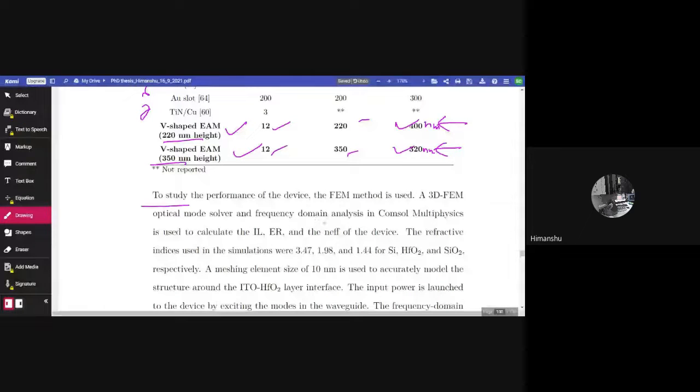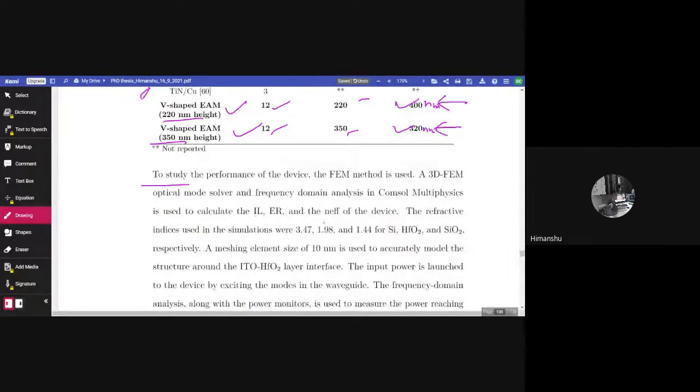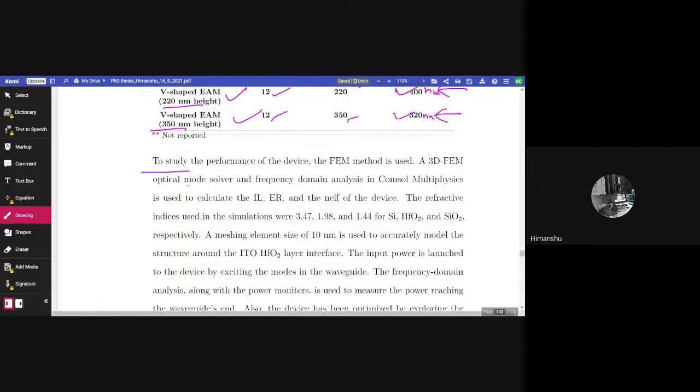To study the performance of the device, the FEM method is used. A 3D FEM optical mode solver and frequency domain analysis in COMSOL Multiphysics is used to calculate the IL, ER and the NEFF of the device. The refractive indices used in the simulation were 3.47, 1.98, and 1.44 for Si, HfO2, and SiO2 respectively. A meshing element size of 10 nanometer is used to accurately model the structure around the ITO-HfO2 layer interface.